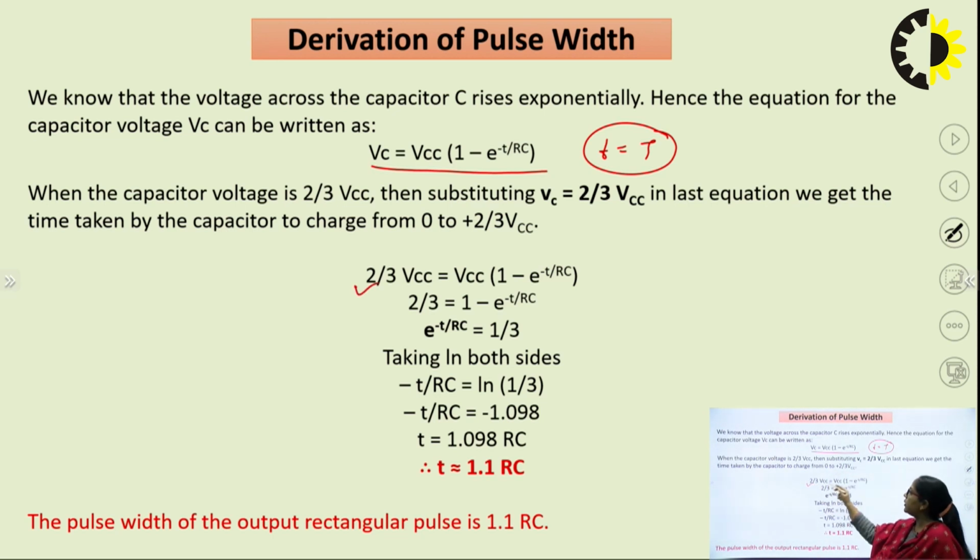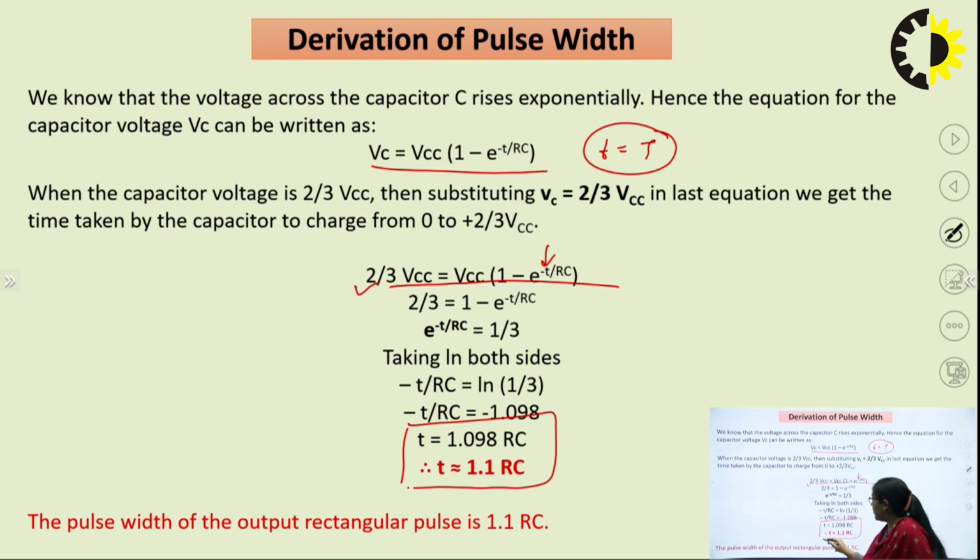When I put this value in this equation, I will get 2/3 of VCC is equal to VCC (1 minus exponential of minus T by RC). We want to calculate the value of this T, the time duration of the unstable state. So we will solve this equation for T. To eliminate the exponential, we will take natural log on both sides. On solving the natural log of 1/3, we will get the time period of the quasi-stable state, or the external pulse that we are getting, is 1.098 times RC, or equivalently 1.1 times RC.